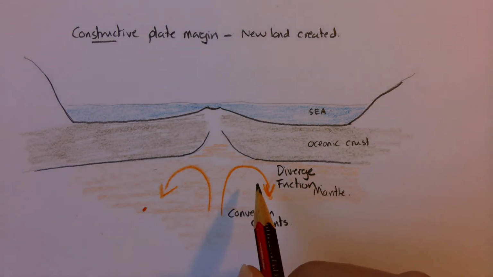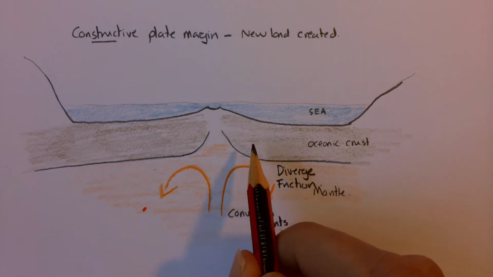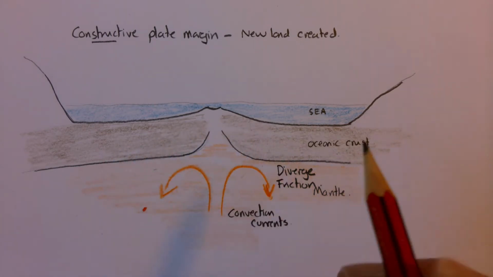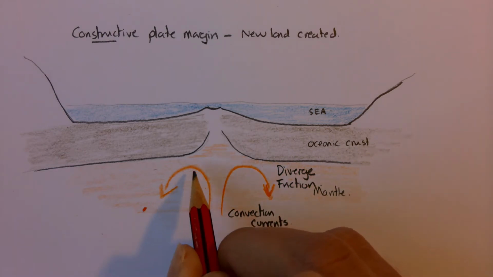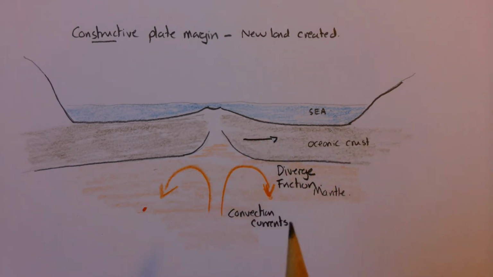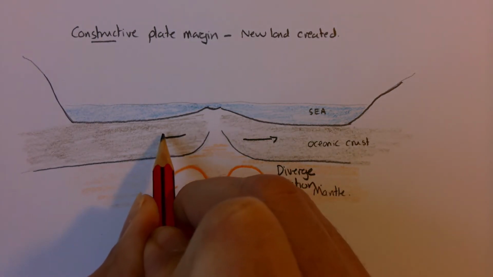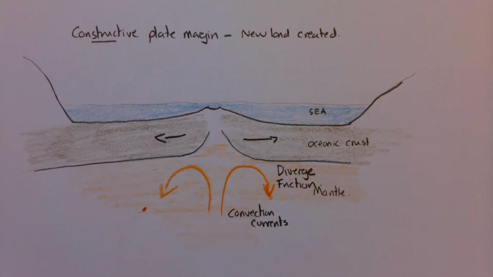That friction has the effect of pulling the oceanic crust in two different directions. So this side of the diverging convection current will move to the right, and this side, the oceanic crust, will move to the left. So if we're thinking about the direction of movement, it's well represented by these two arrows, and the tectonic plates are moving away from each other.